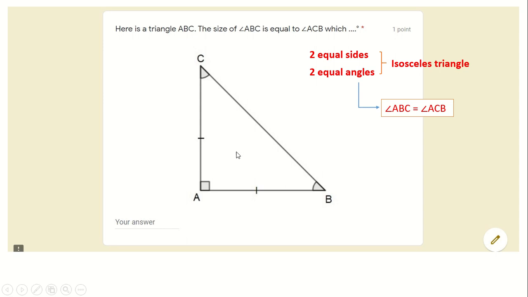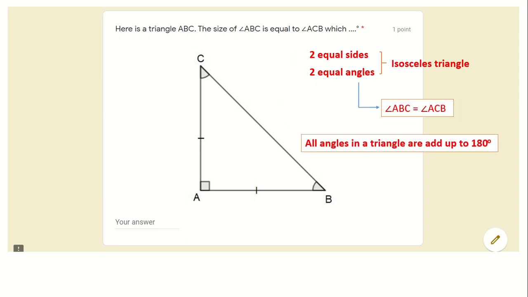So in this picture, it is an isosceles triangle, and all angles in the triangle add up to 180 degrees. So we know that angle CAB, this one, plus angle ABC plus angle ACB must be 180 degrees. However, we don't know any of the angles. Do not worry. If you have this kind of symbol, without giving the information of it, we know that angle CAB is 90 degrees.